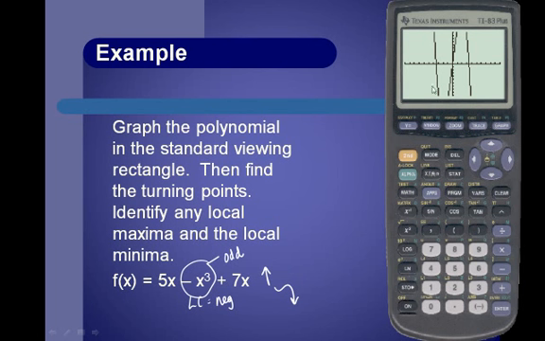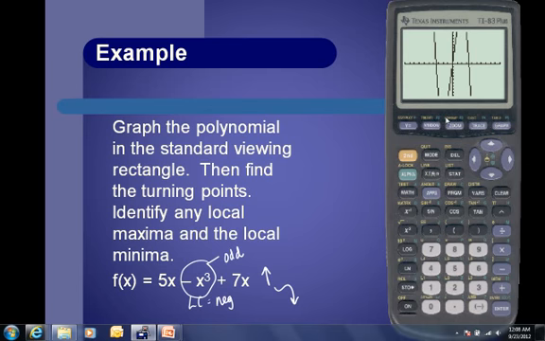Now we need to find these max and min, the local max and min in our picture. So what we can do is we can either zoom out, which is zoom 3, and then press enter, or we could have just adjusted the window size. But this works. So we're going to go through and say second trace, which is calculate. To start with, we'll just say number 3 is the minimum. So we're trying to find this lowest point right there.